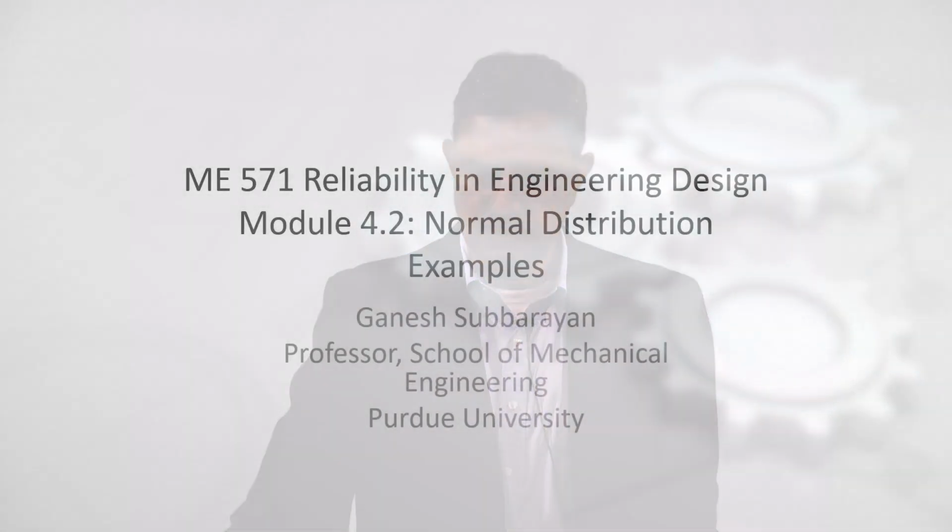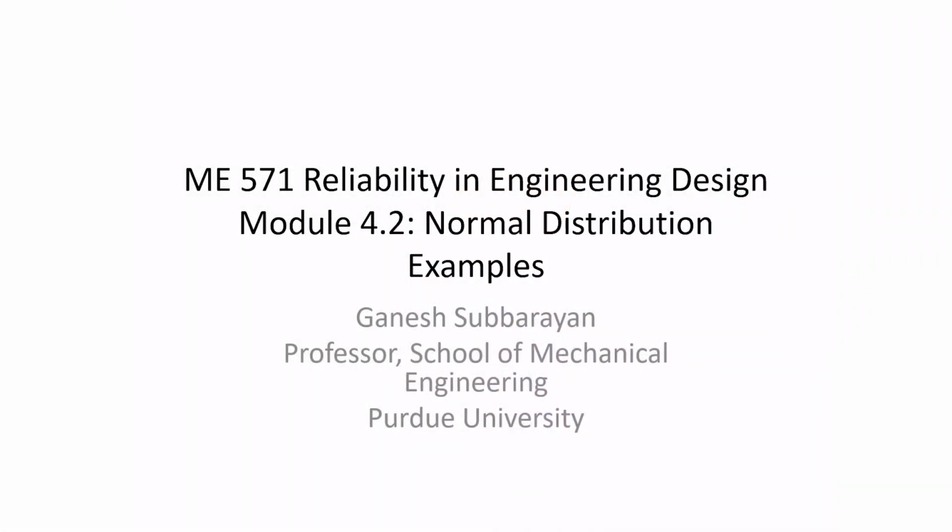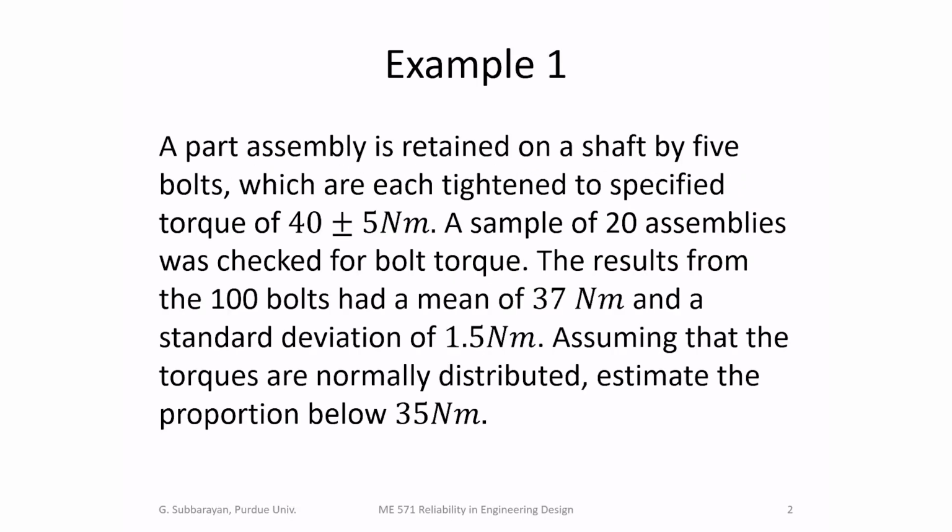In this module 4.2, we'll work out some examples of normal distribution using the standard normal table. So in the first example, we'll consider a part assembly that's retained on a shaft by 5 bolts, and they have to be tightened to a specification that's given here, torque of 14 plus or minus 5 Newton meter.